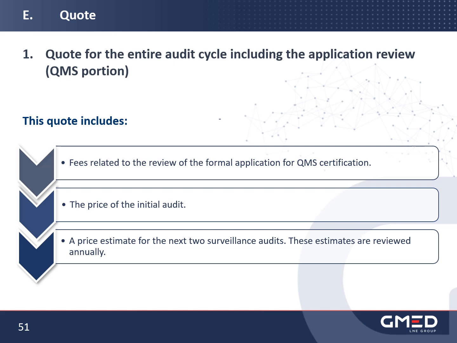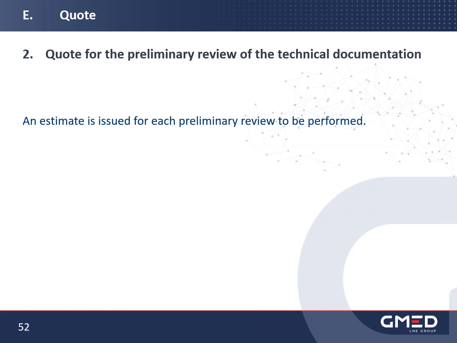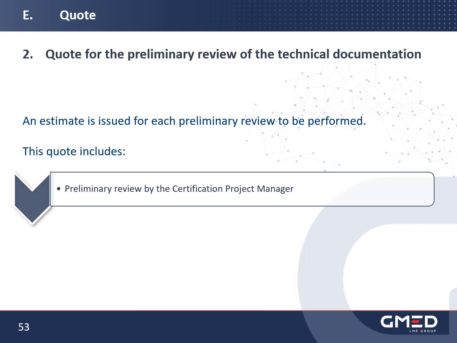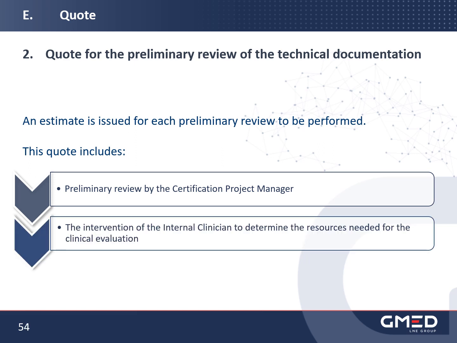Regarding the estimate for the preliminary review of the technical documentation, an estimate is issued for each preliminary review to be performed. These estimates include the costs associated with the preliminary review of the technical documentation by the certification project manager as part of a review of the formal application for certification, the intervention of the internal clinician to determine the resources needed for the clinical assessment to be conducted, the systematic involvement of the internal clinician in the determination of resources results from the requirement of Regulation EU 2017/745.